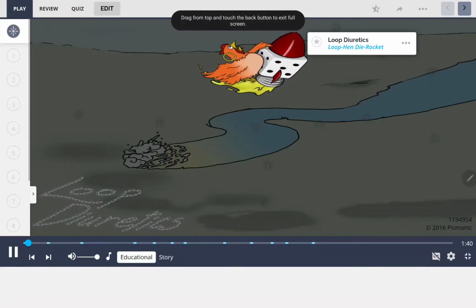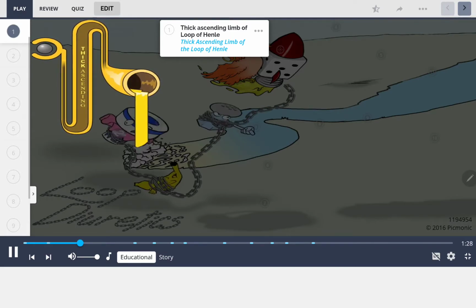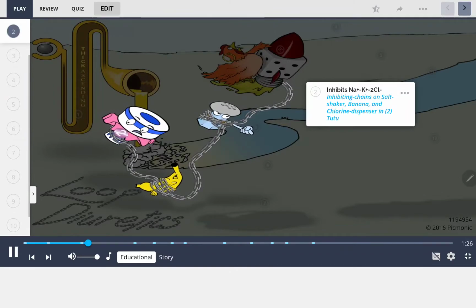Loop diuretics are a class of diuretics represented here as the loop-Henle di-rocket. These drugs inhibit the ion transport in the thick ascending limb of the loop of Henle. These drugs inhibit the sodium-potassium-chloride channel, which normally resorbs these ions, represented by the inhibiting chains on the salt shaker, banana, and chlorine dispenser wearing a tutu.